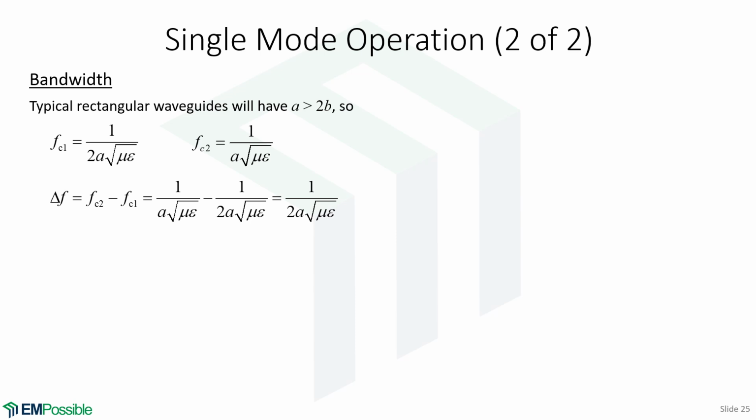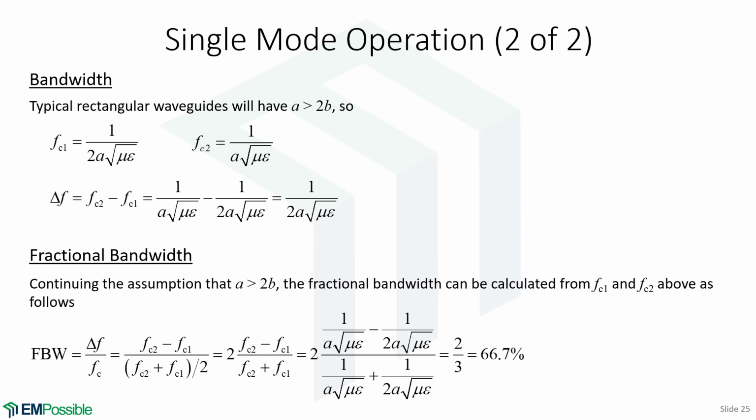So we would like some measure of bandwidth that doesn't change as you scale the size of the waveguide. And it turns out we have that, and it's called the fractional bandwidth. So the fractional bandwidth is the bandwidth normalized by dividing by the center frequency.